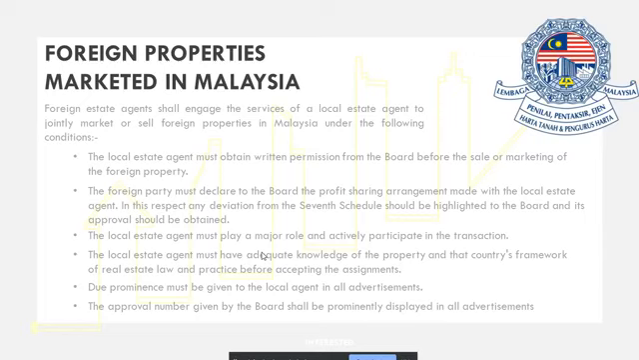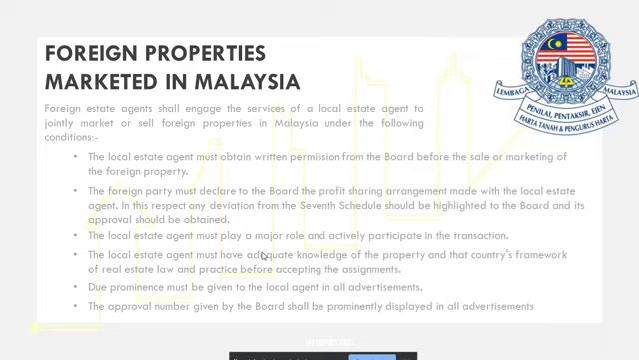The local estate agent must play a major role and actively participate in the transaction. So local estate agent ni kena main peranan yang major lah. Kita tak boleh bagi foreigner tu yang sebagai ketua. Sebab ni kat Malaysia, so kita kena play as major role lah. So local estate agent must have adequate knowledge of the property and the country framework regarding law and practice before accepting the assignment. So sebelum kita accept benda ni, kita kena tahulah law dia macam mana, knowledge of the property macam mana. So supaya kita boleh mainkan peranan sebagai major role lah.